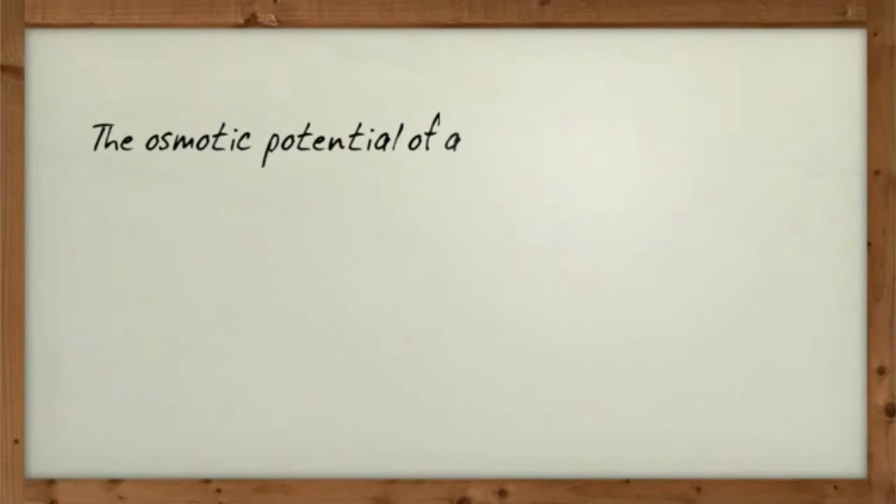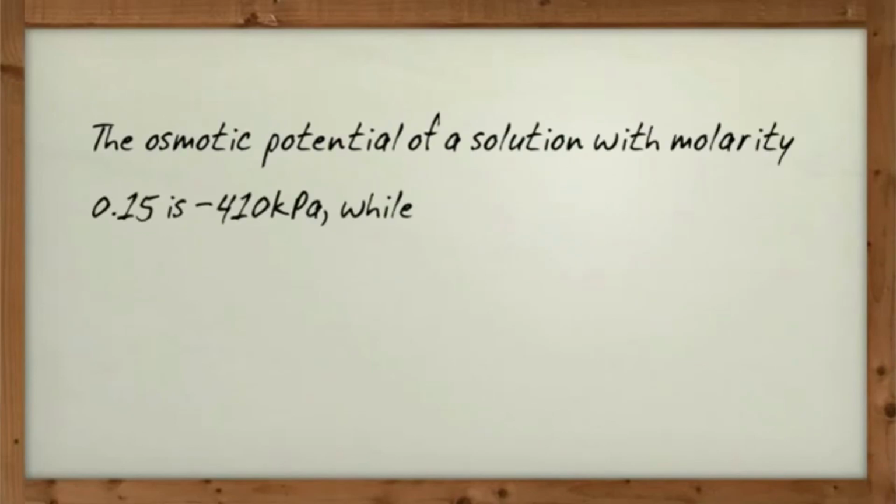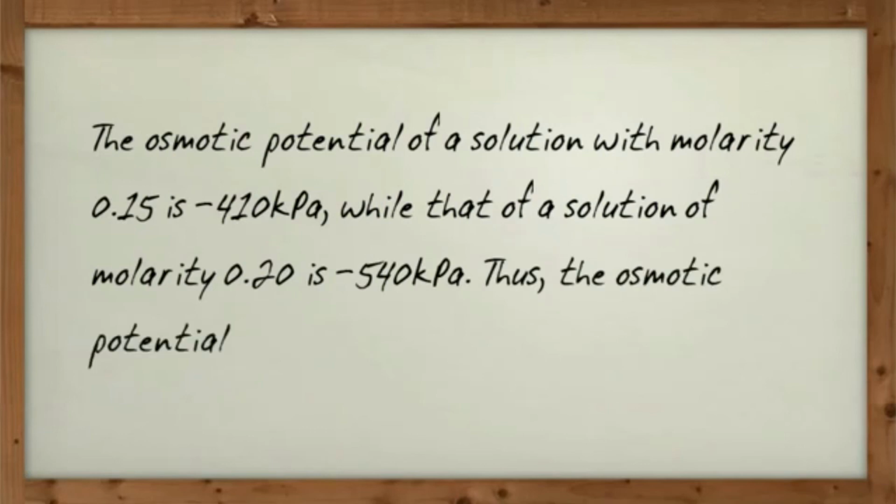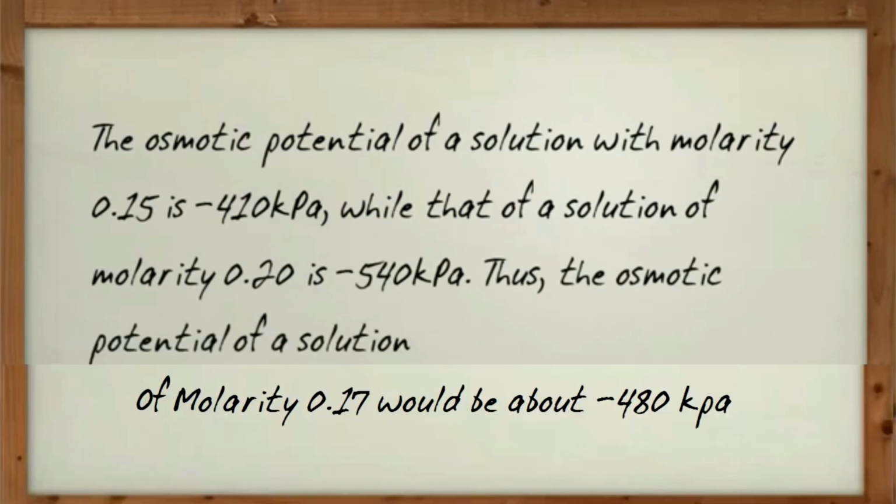The osmotic potential of a solution with molarity 0.15 is negative 410 kilopascals, while that of a solution of molarity 0.20 is negative 540 kilopascals. Thus, the osmotic potential of solution of molarity 0.17 would be about negative 480 kilopascals.